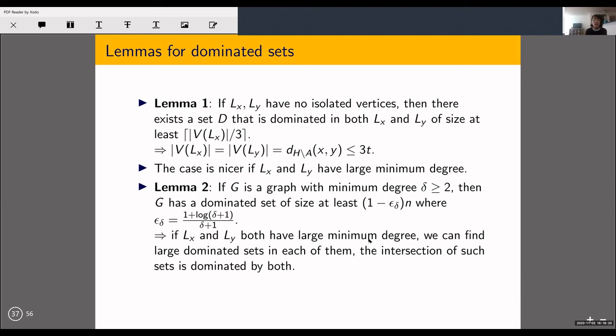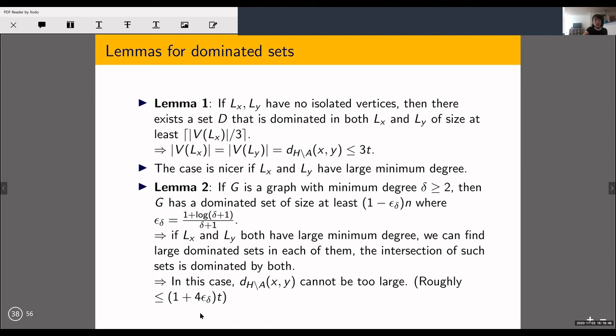And so what this shows is if both the link graphs have very large minimum degree, we can find large dominated sets in each of them, and then in the intersection, we have a set which is dominated by both. And so in this case, what we show is that the number of vertices cannot be too large in the link graphs, which is the co-degree. And it's roughly something like 1 plus 4 epsilon times t.